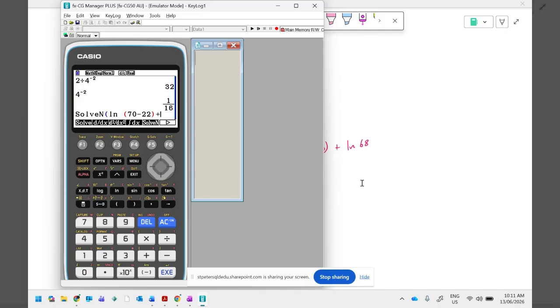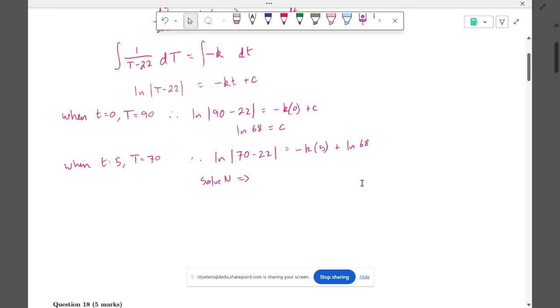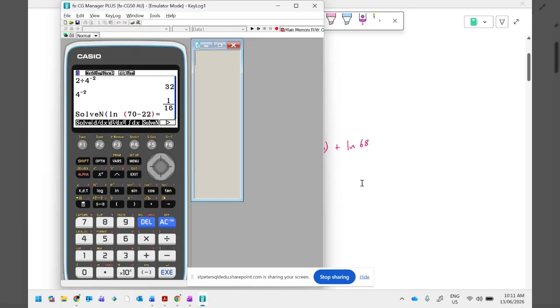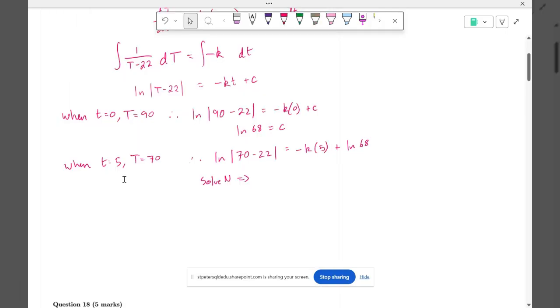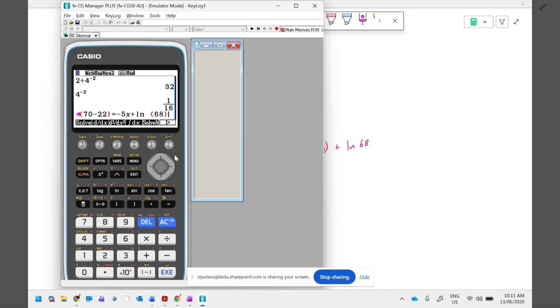equals negative 5x, and make sure I use the x off the calculator button. And then we had plus the natural log of 68. Making sure I got that right. Yep. And now we can just press execute there, and it's going to figure out the value is 0.0696. So around 0.070 should be good enough.